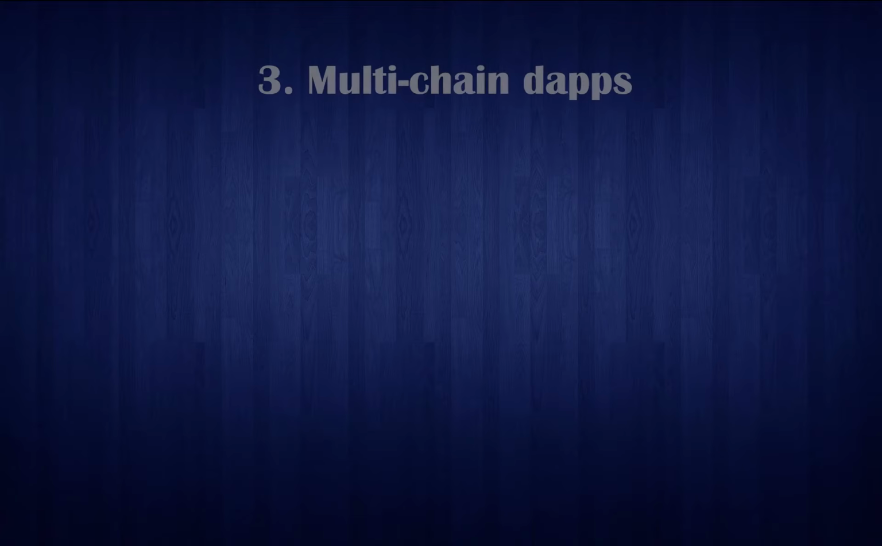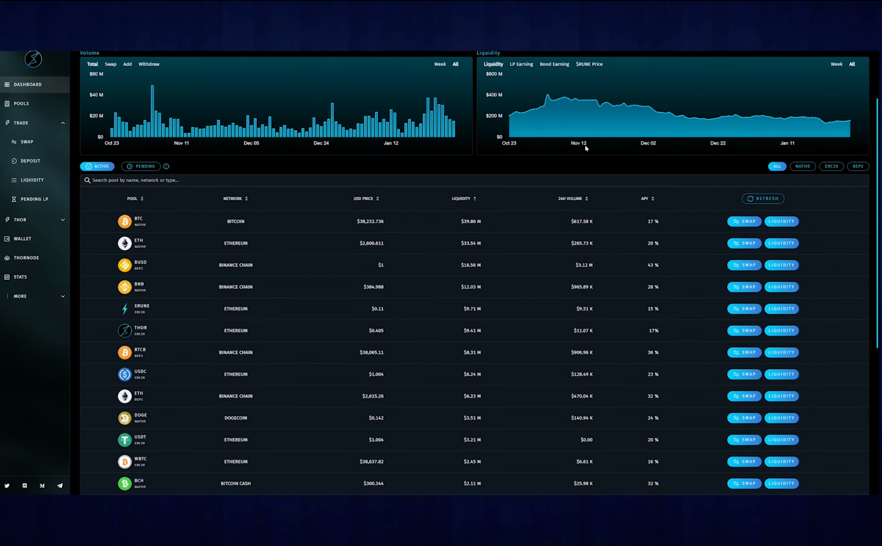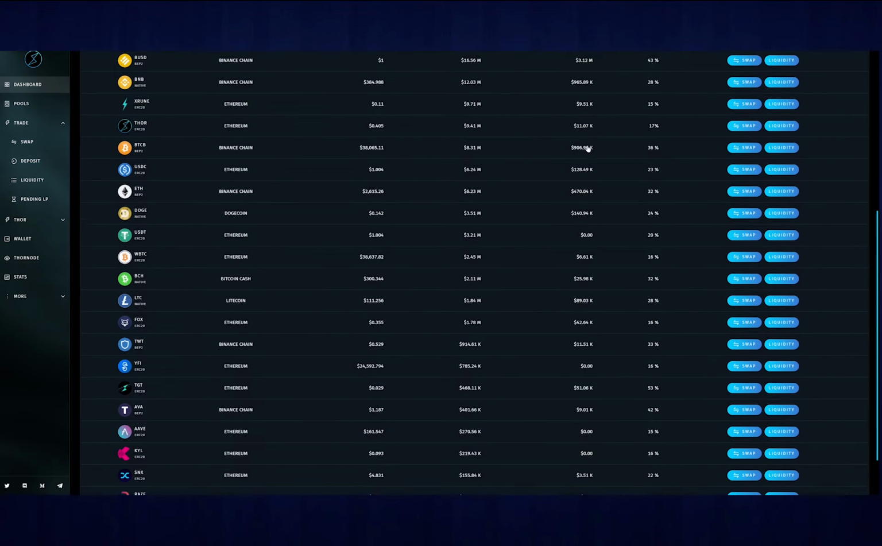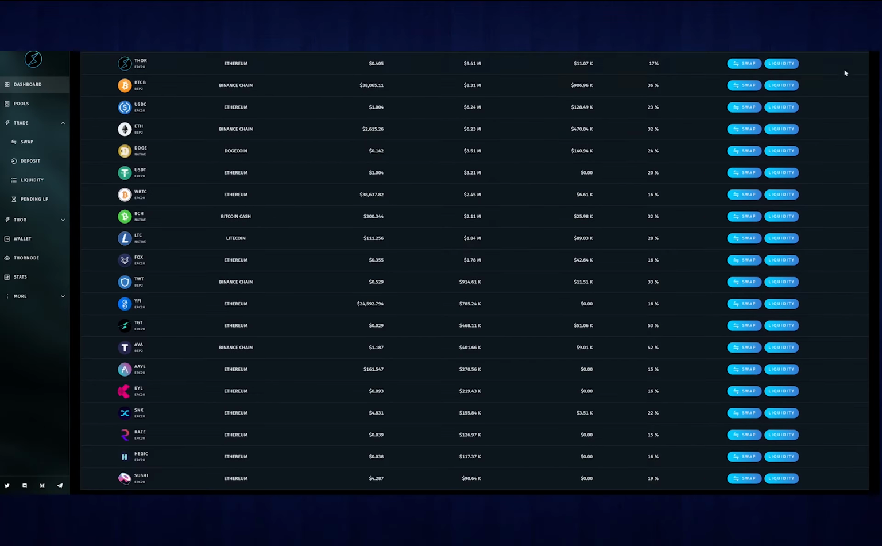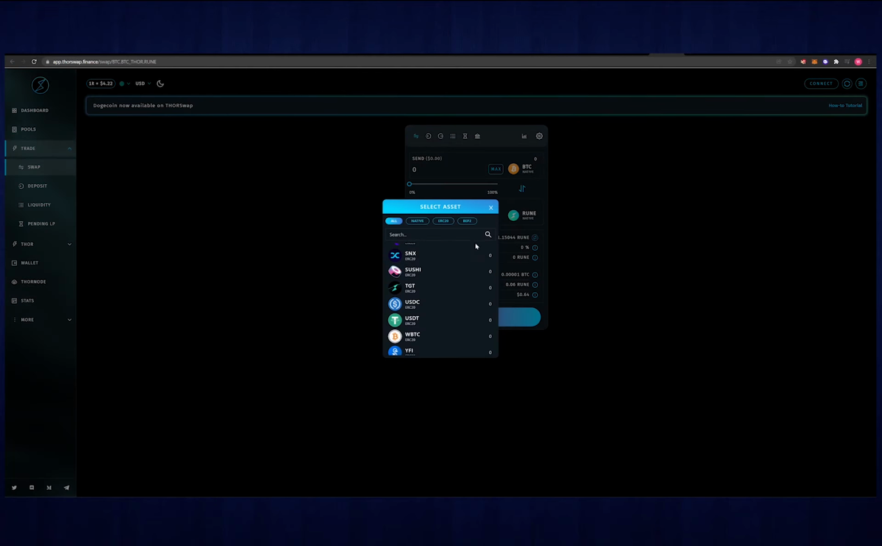Third, multi-chain dApp. An application that provides access to two or more blockchains. For example, Thorchain and AnySwap. Thorchain is a decentralized liquidity protocol that allows for swapping assets between different blockchains. It helps users move assets across chains easily since there are many blockchains connecting to Thorchain.